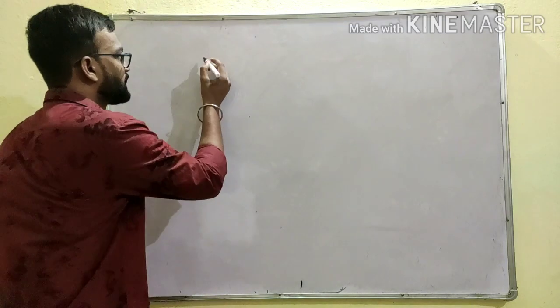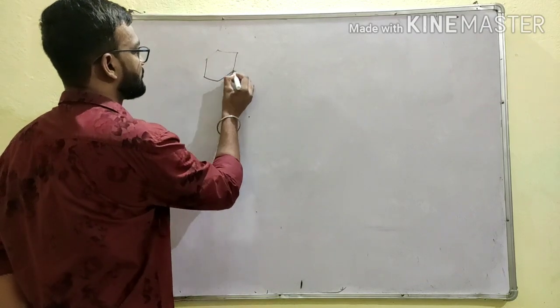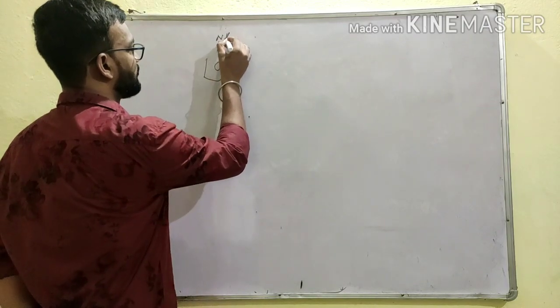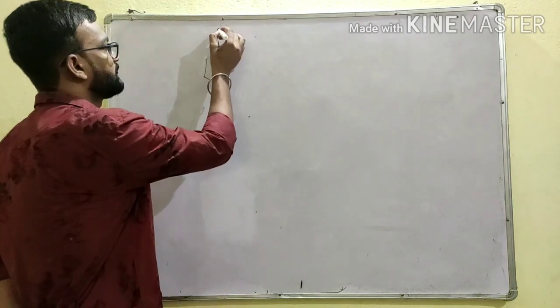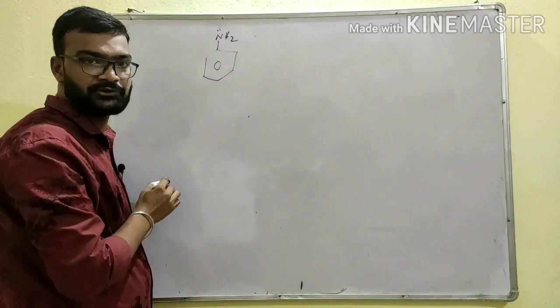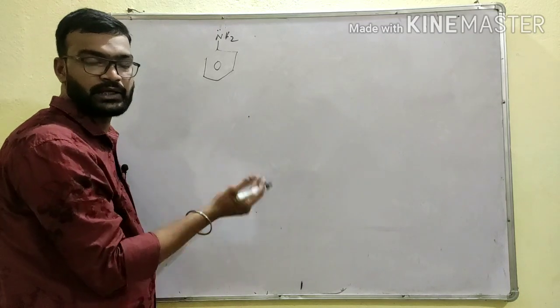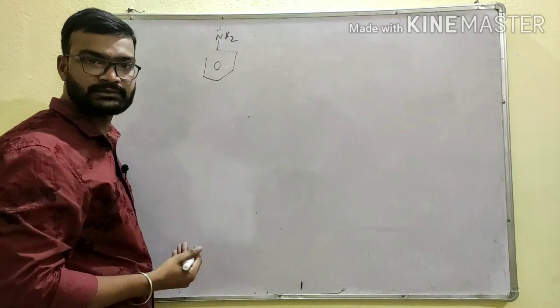Okay, so we know aniline is this. Now we know aniline is a base. Why is it a base? Because of the lone pair of electrons on the nitrogen atom, it can accept a proton. So any substance that can accept a proton is a base.